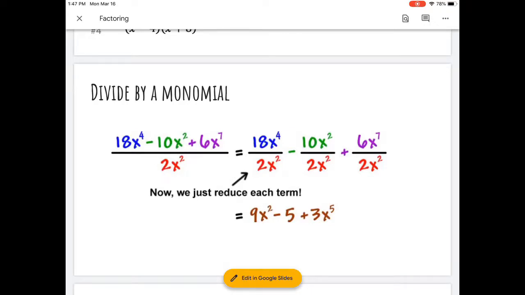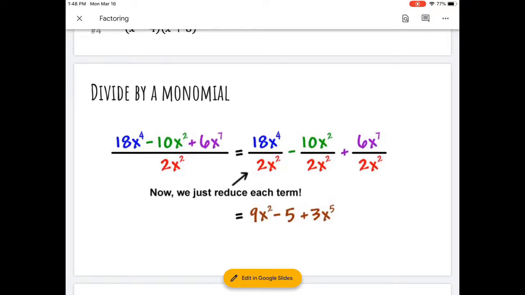So for example, if I break this division problem apart, I have 18x to the 4 divided by 2x squared. 18 divided by 2 is 9. Subtract my exponents, 4 minus 2 is 2. Then my signs don't change. I have 10 divided by 2, which gives me 5. 2 minus 2 is 0. Remember, anything to the 0 power is 1, so I don't necessarily need to write that x there because I got 1. Then I have 6 divided by 2, which is 3, and 7 minus 2, which is 5. 3x to the 5th would be my answer there.